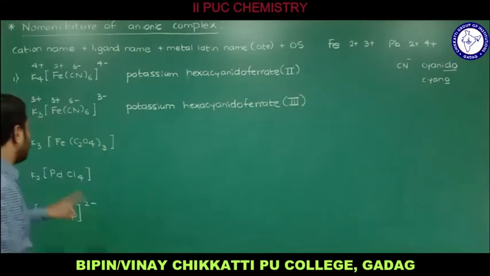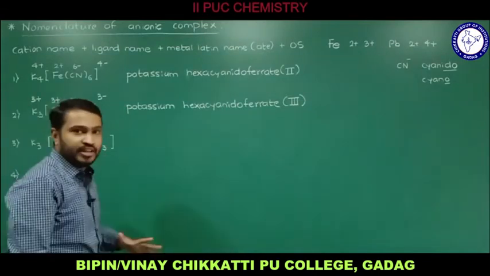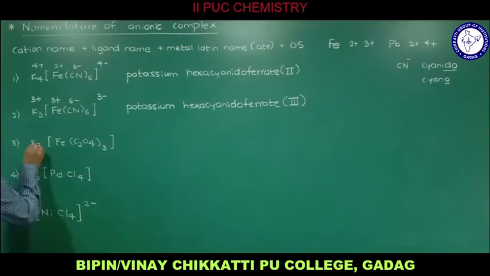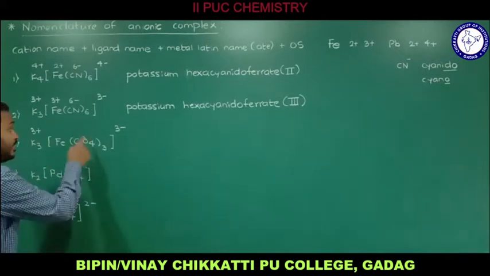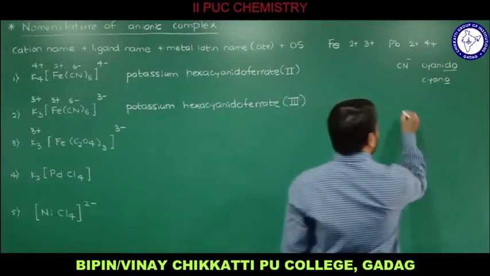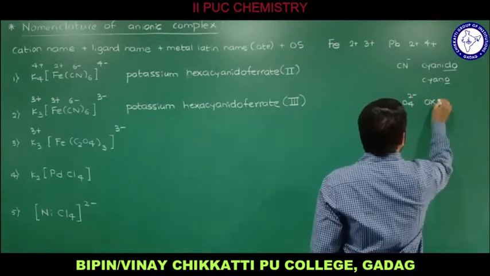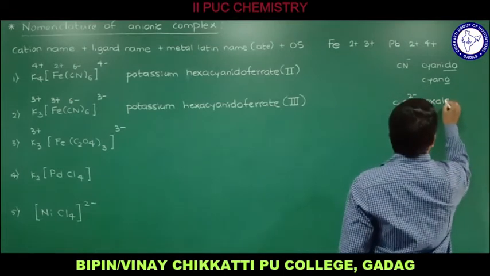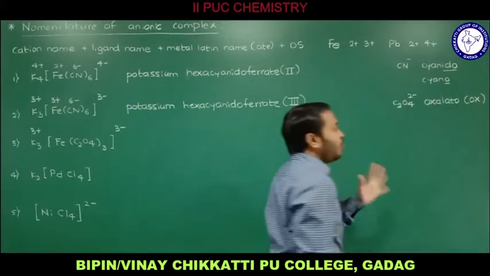Next example, K3[Fe(C2O4)3]. We'll see whether it is an anionic complex or not. K3 we have, the charge will be 3 plus and the charge of this sphere will be 3 minus. We'll find out the oxidation number of this iron. So C2O4 we have three times. Do you remember what that actually is? C2O4 2 minus, this name will be oxalato, we write as ox, oxalato.